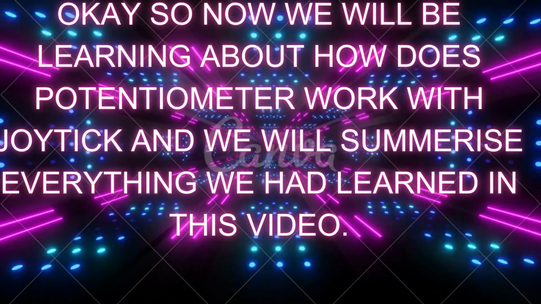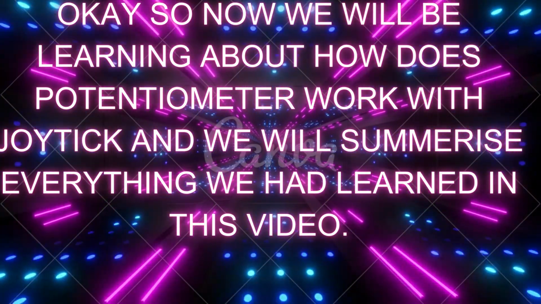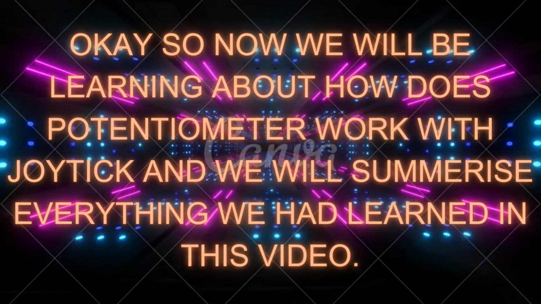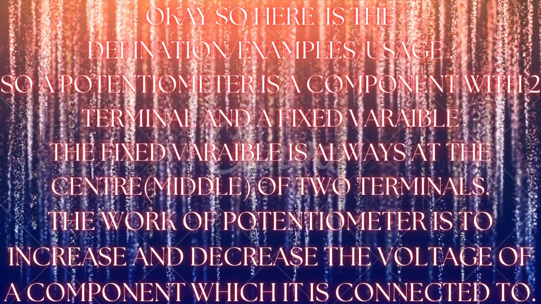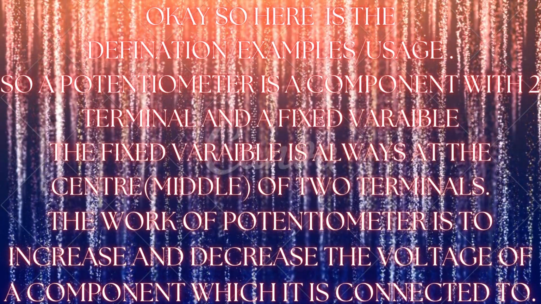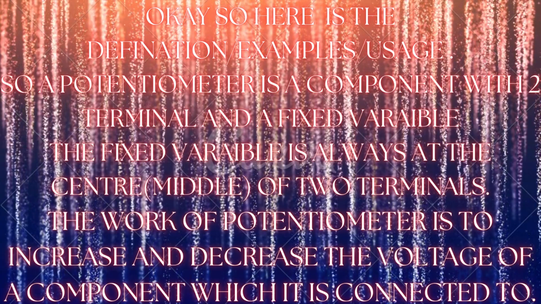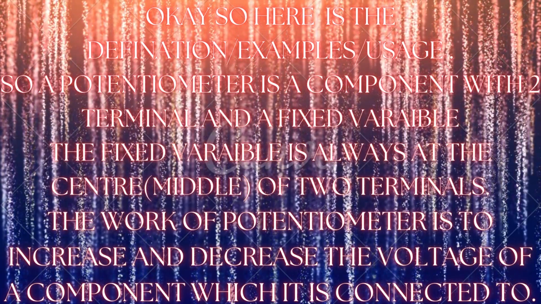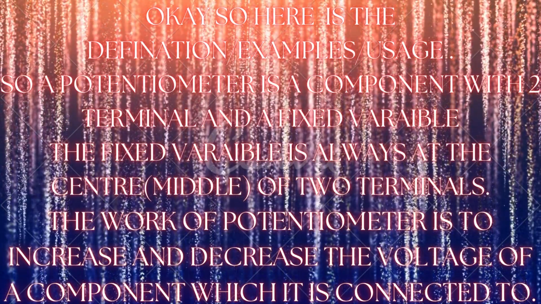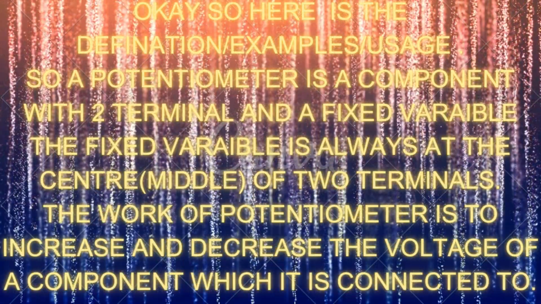Alright guys, now we will be learning about how a potentiometer works with the joystick. We will be seeing some examples and definitions of the potentiometer. Now we will be learning about the potentiometer, its usage and practical examples. So a potentiometer is a passive component. Its main work is to increase and decrease the voltage. This uses Ohm's law, where current is inversely proportional to resistance.